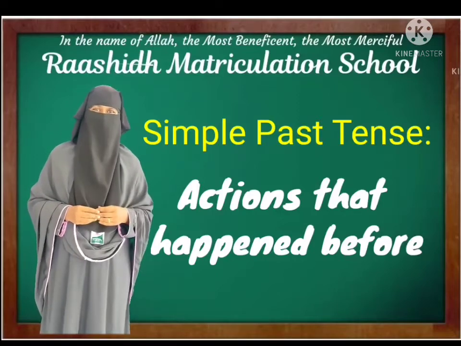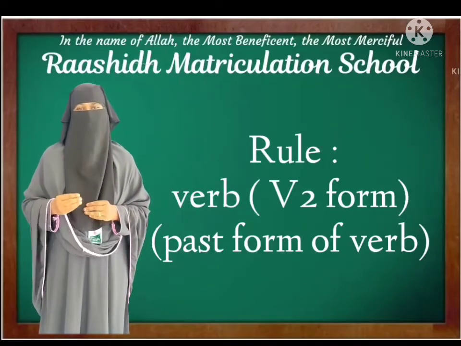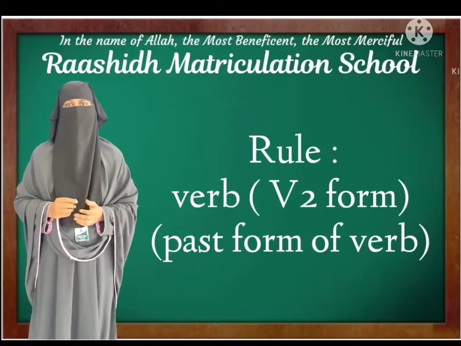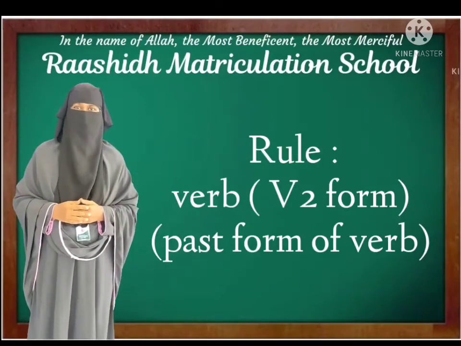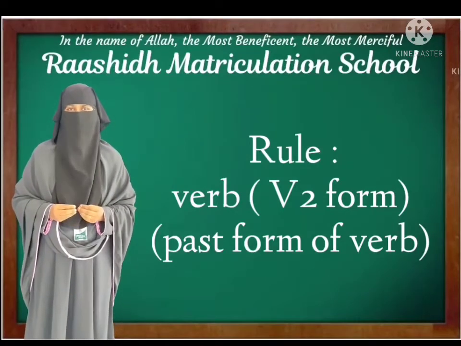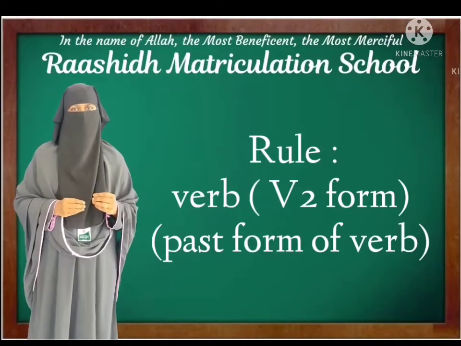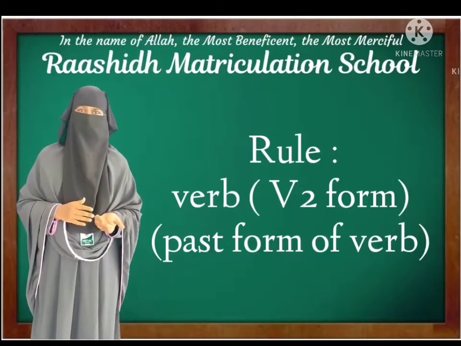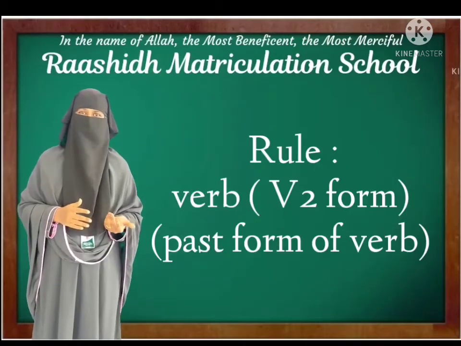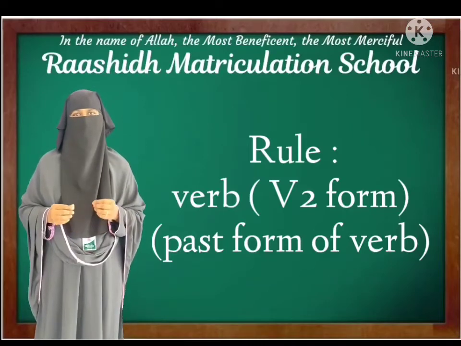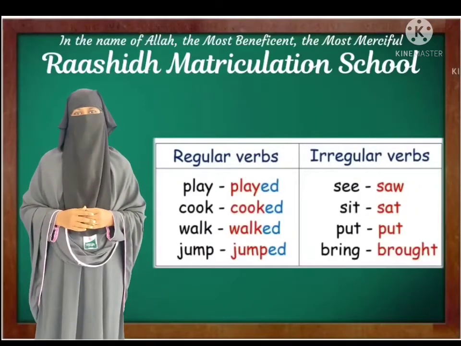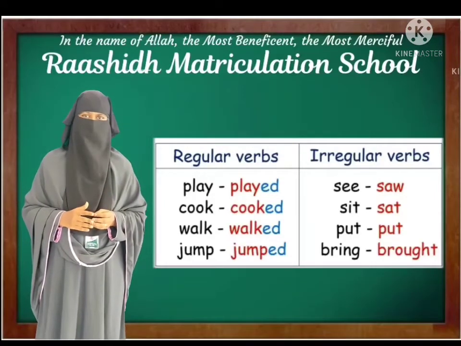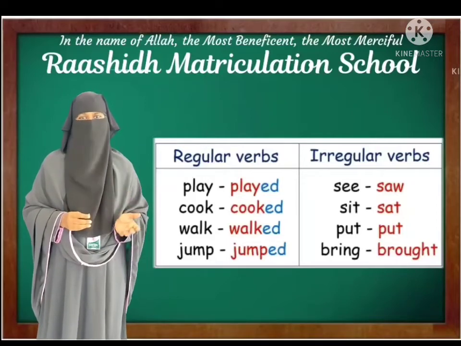Let's see the rules for this. The rule for past tense is we have to change the verb into V2 form, that is the past form of the verb. Already you would have studied this in your earlier classes, that is V1, V2 and V3. V1 is the present form, V2 is the past form and V3 is the past participle form. In past tense we are going to use V2 verbs. For example, for regular verbs like play, the past form will be played; cook, cooked; walk, walked; jump, jumped. We are adding only ed.